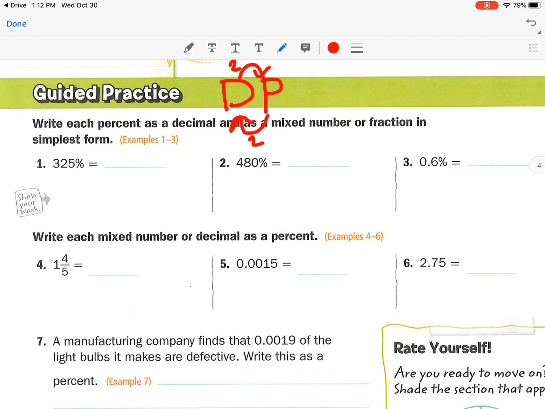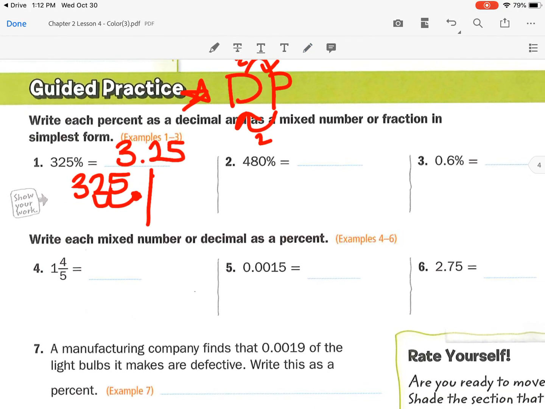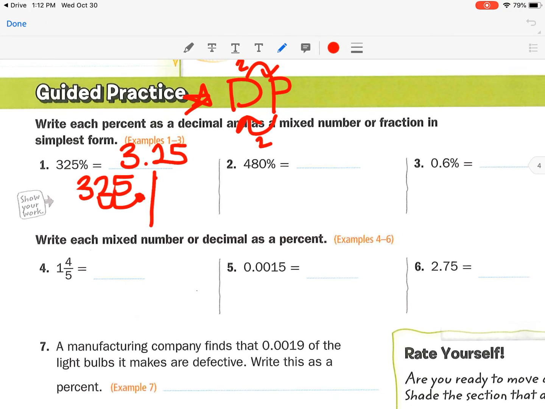All right, so 325%. We are going to write these percents as a fraction and as a decimal. And my fraction always has to be in simplest form. So 325%. I know that my decimal point is right at the end of the 5. So knowing that I'm going from a percent to a decimal, I'm going to look at my picture up here. From a percent to a decimal tells me that I'm going to move this 2 places to the left, which gives me 3 and 25/100. Now, that's the first part. The next part is we're going to take that and now write that as a fraction.